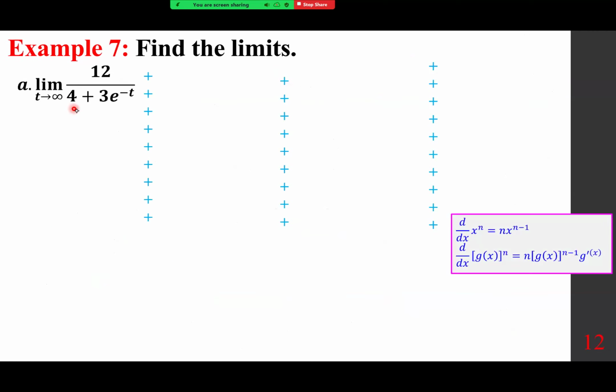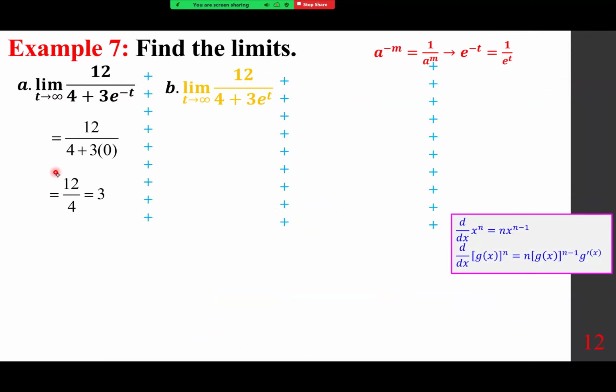In this case, if you plug in infinity, what happens? You should know a to the power minus m is 1 over a to the power of m. Therefore, e to the power minus t is 1 over e to the power of t. And because t is approaching infinity, that makes this a 0. And so 12 over 4, or 3, is the final answer. In this case, if t goes to infinity, e to the power of t goes to infinity, the denominator goes to infinity, and the answer is 0.